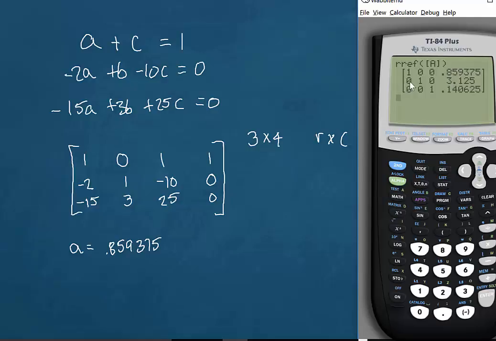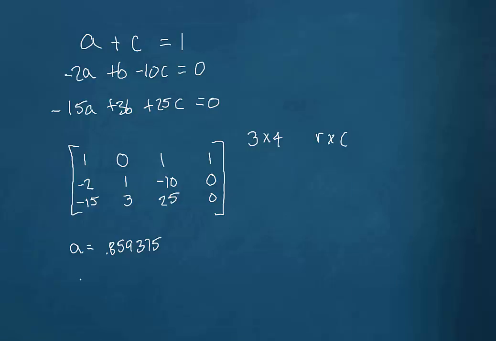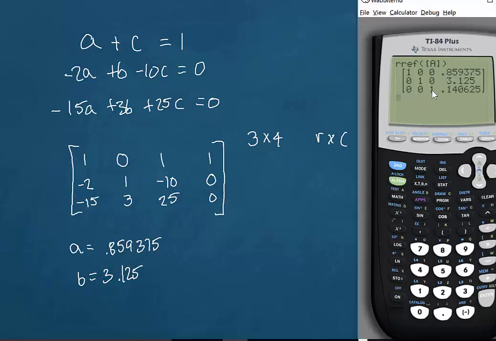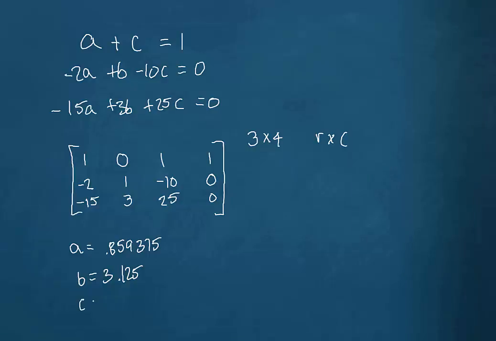When the coefficient on A is 0, the coefficient on C is 0, and the coefficient on B is 1, then what we have on the right-hand side of the equation is 3.125. So B is 3.125. When the coefficient on C is 1 and all others are 0, the right-hand side of the equation will be 0.140625. So C is equal to 0.140625.